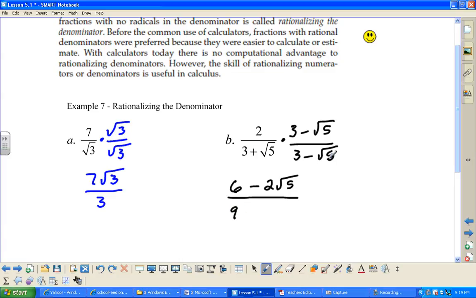And then 3 times negative square root of 5 would be negative 3 square roots of 5. And square root of 5 times 3 would be positive 3 square roots of 5, which is 0. And then we'll have minus square root of 5 times negative square root of 5 is just 5. So this gives us 6 minus 2 square roots of 5 over 4.